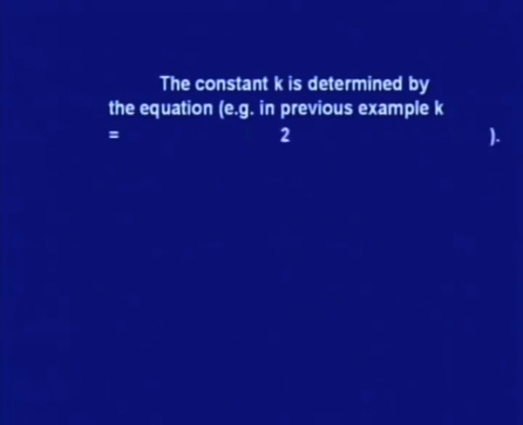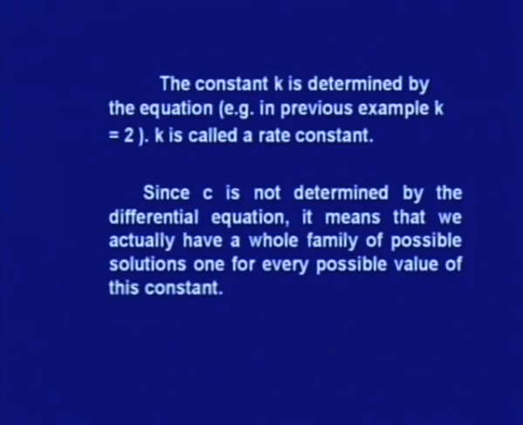So, we have actually got a general solution to the differential equation dy over dx is equal to ky, where the constant k is determined by the equation. As in our example, we have chosen k is equal to 2. This k is also referred to as the rate constant, but c is not determined by the differential equation. That means we have found a whole family of possible solutions, and one for every possible value of this constant is a solution.